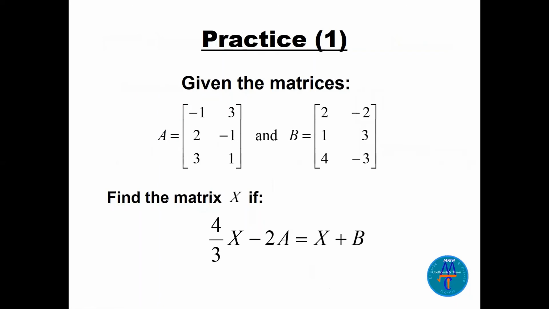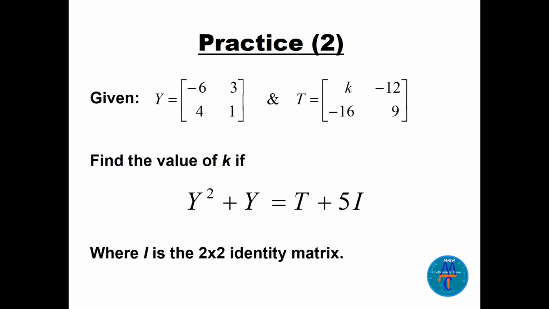Now, I will leave this for you. Nice to practice. Similar to the question we did. Practice number 1, given A and B, find the matrix X satisfying this equation. Another one here, we have Y, 2 by 2, and capital T. There is a K inside. Minus 12, minus 16, 9. Find the value of this K if Y squared plus Y equals T plus 5I. You can make an equation.